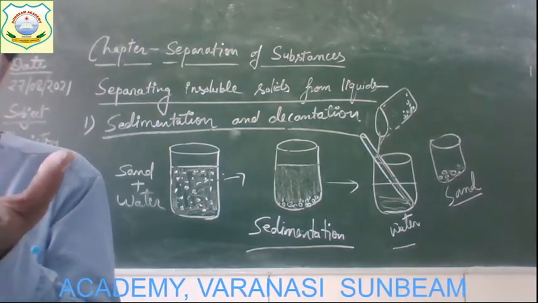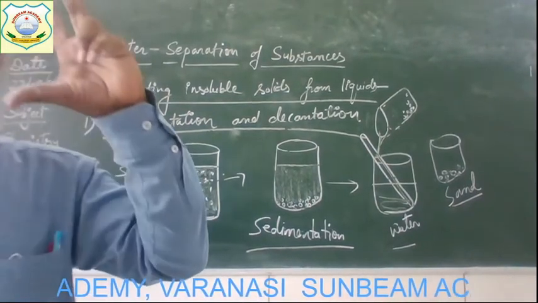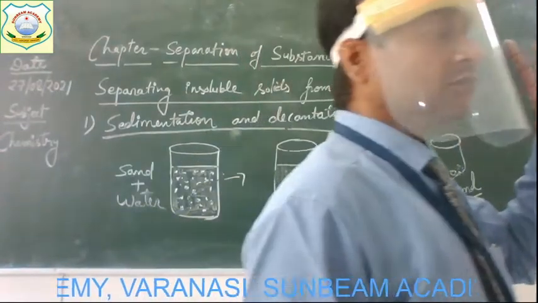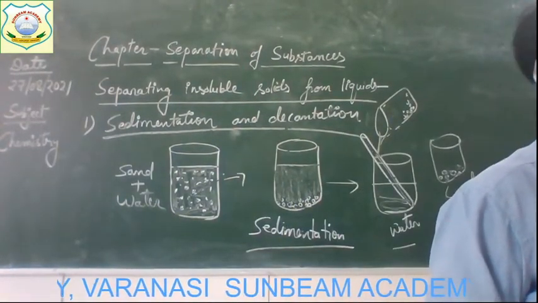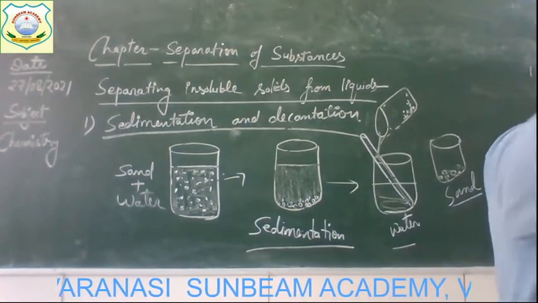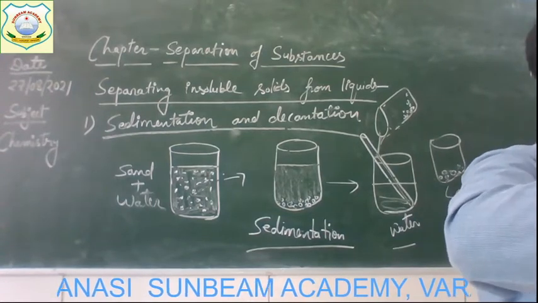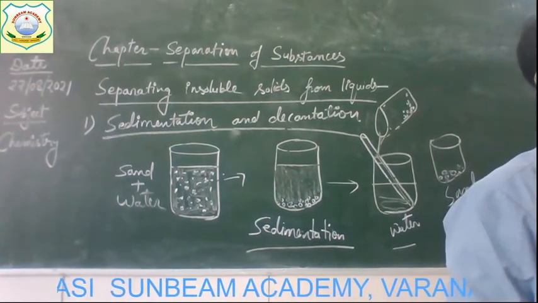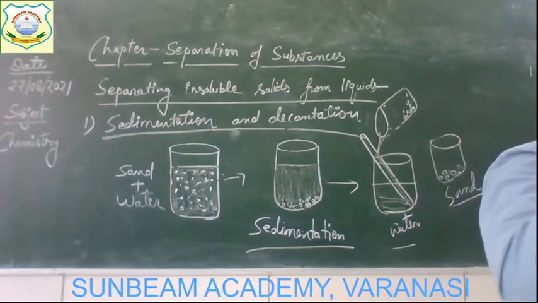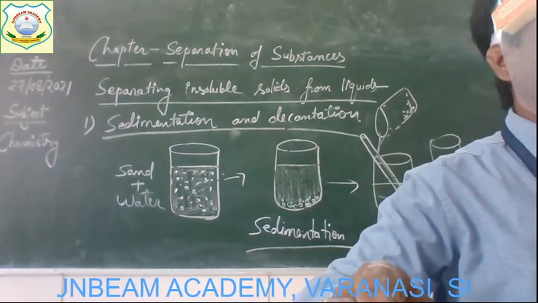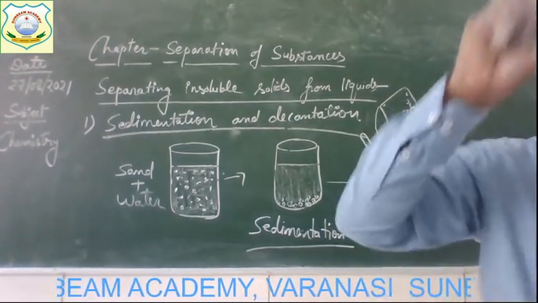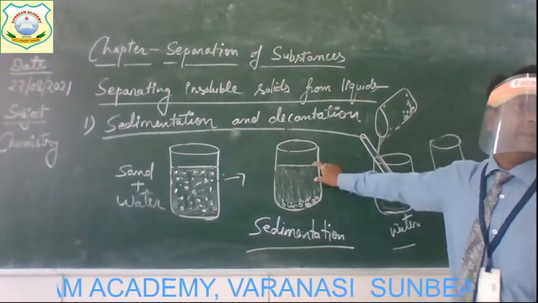You can do it. Take two glasses, made of transparent glass. Put some water, add a spoon of sand, and mix it. So you will see that the sand particles look mixed in the water. Keep it undisturbed for half an hour or 1 hour. So you will observe they both get separated.